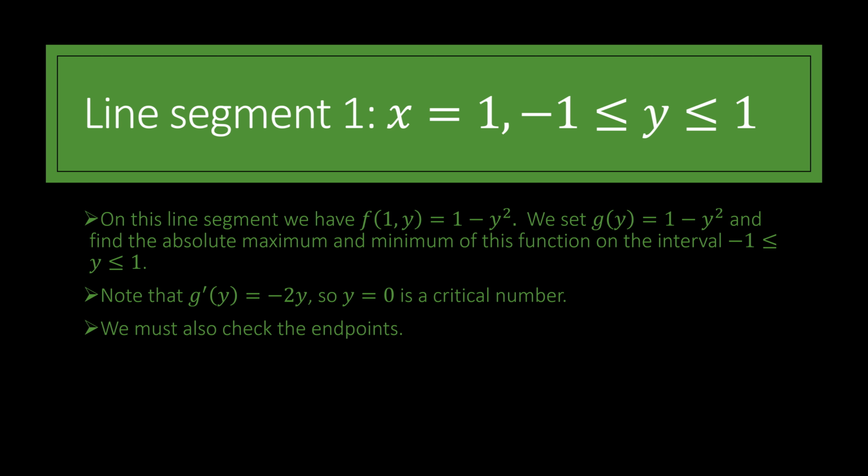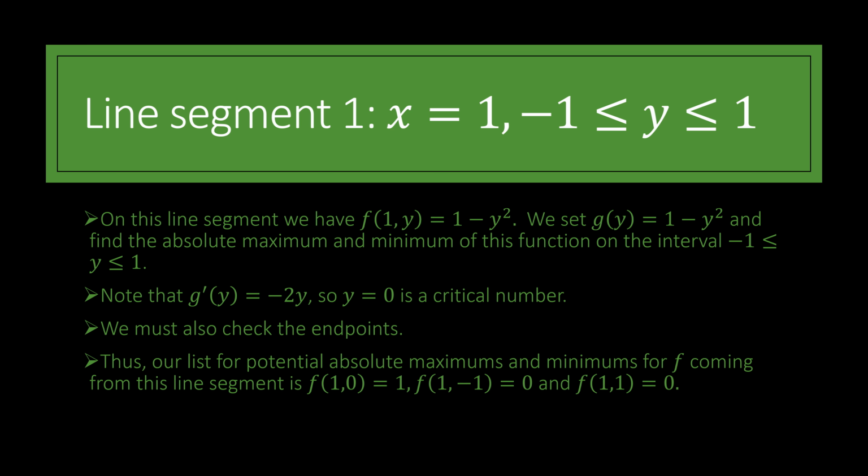Now, of course, we have to also check the endpoints of our interval because this is a Calc 1 problem. And so we just plug all of those in. So we have f of 1, 0, because remember x is always 1 on this segment. That gives me 1. F of 1, minus 1 gives 0, and f of 1, 1 gives 0. And again, if you're doing this on pencil and paper, you'd circle all of those last 3 values because eventually we're going to look for the very biggest and very smallest ones.